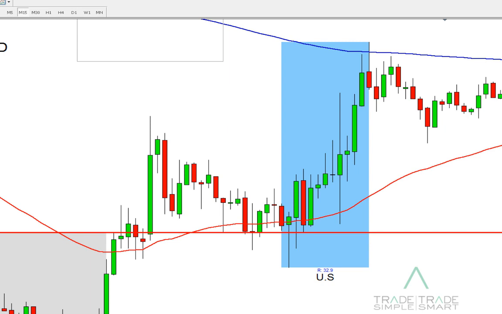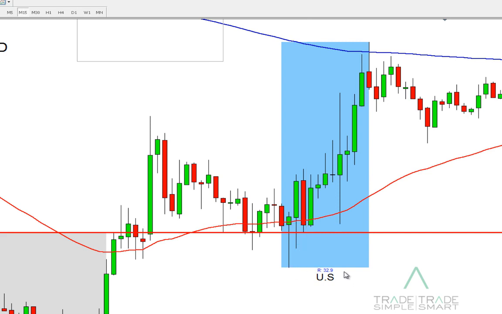Now, if you had got in at the extreme of the pullback, the difference between the most recent swing low and the pullback is only a difference of 6. So if you'd waited for the pullback in this example and you'd place your stop, you would have a 14-point gap between your stop loss and the most extreme low.